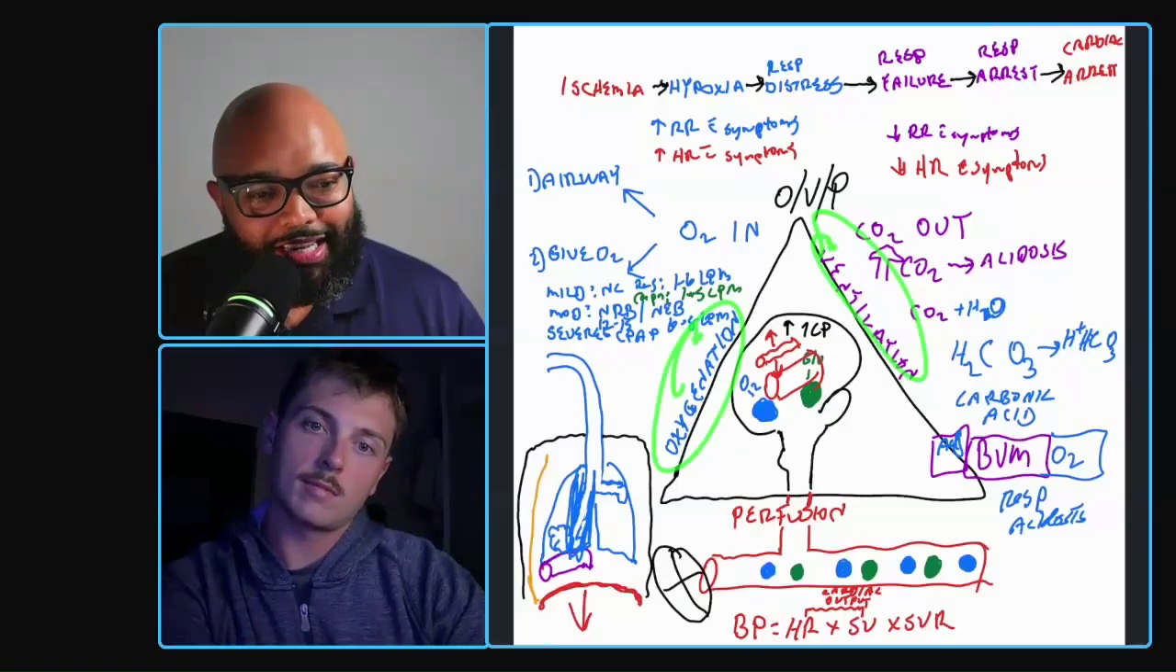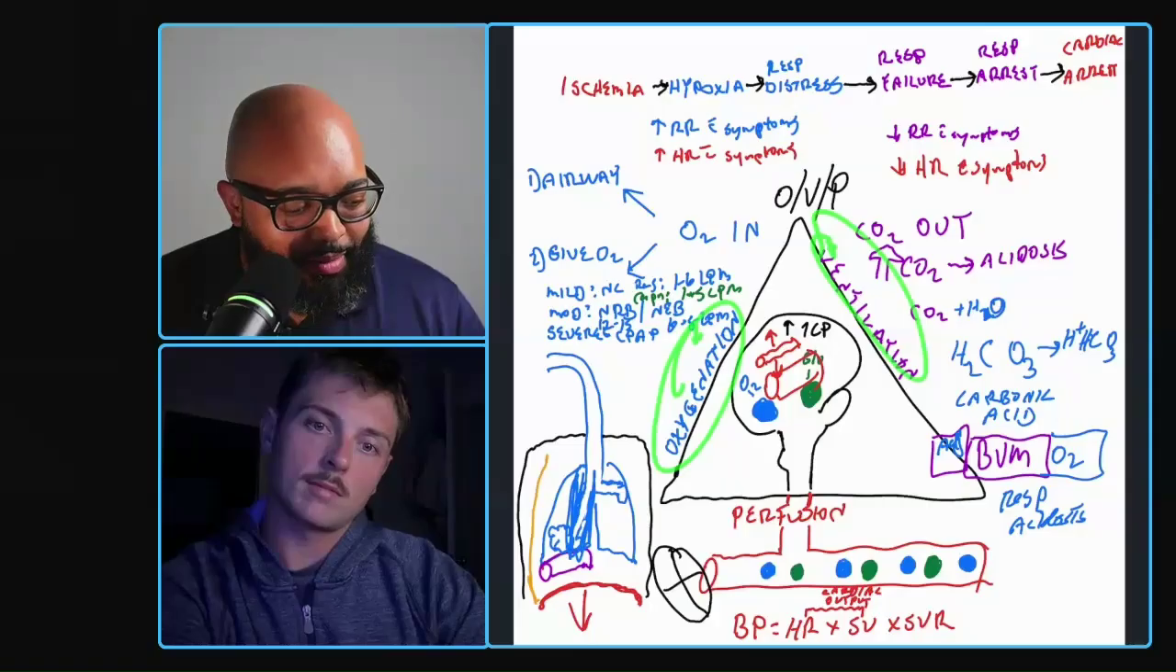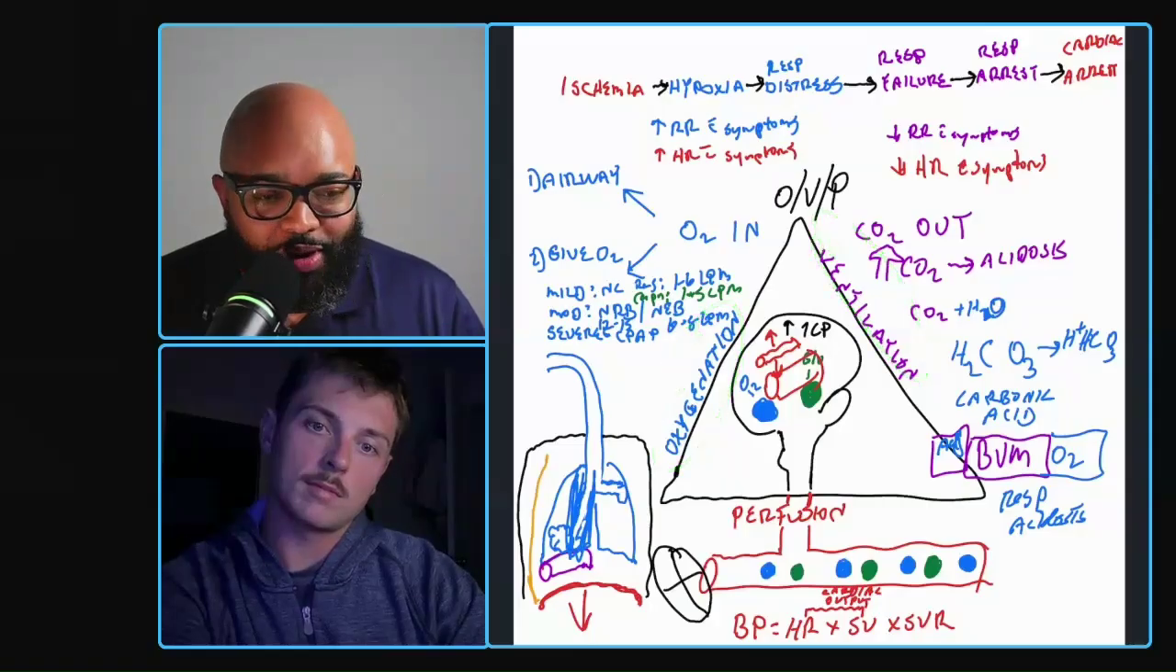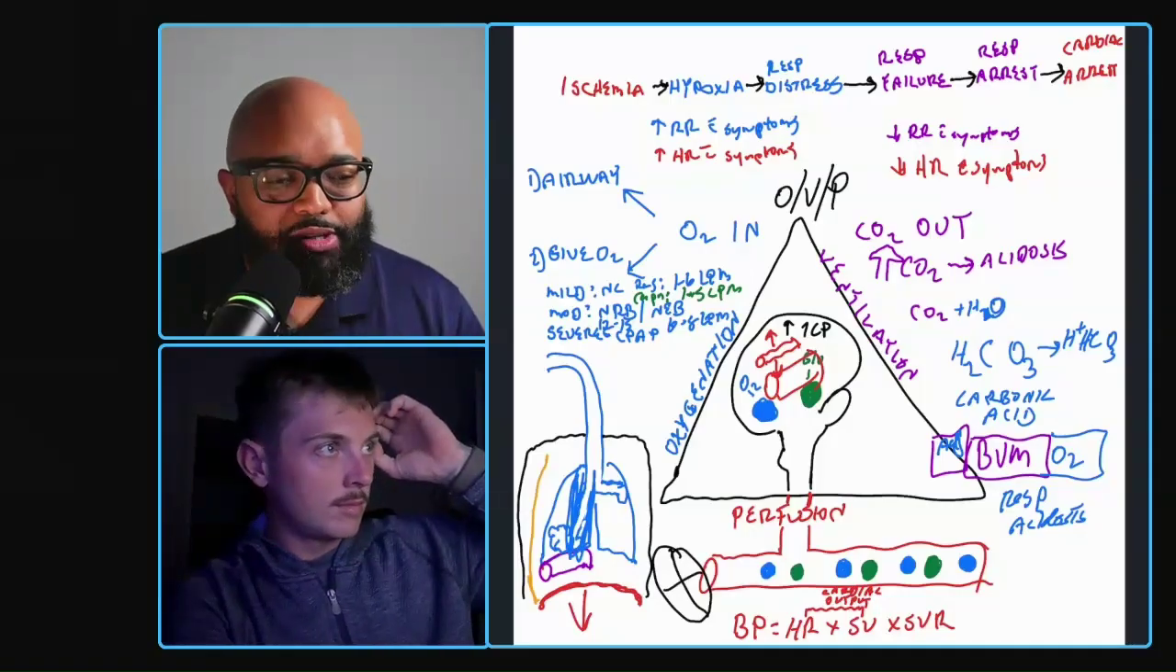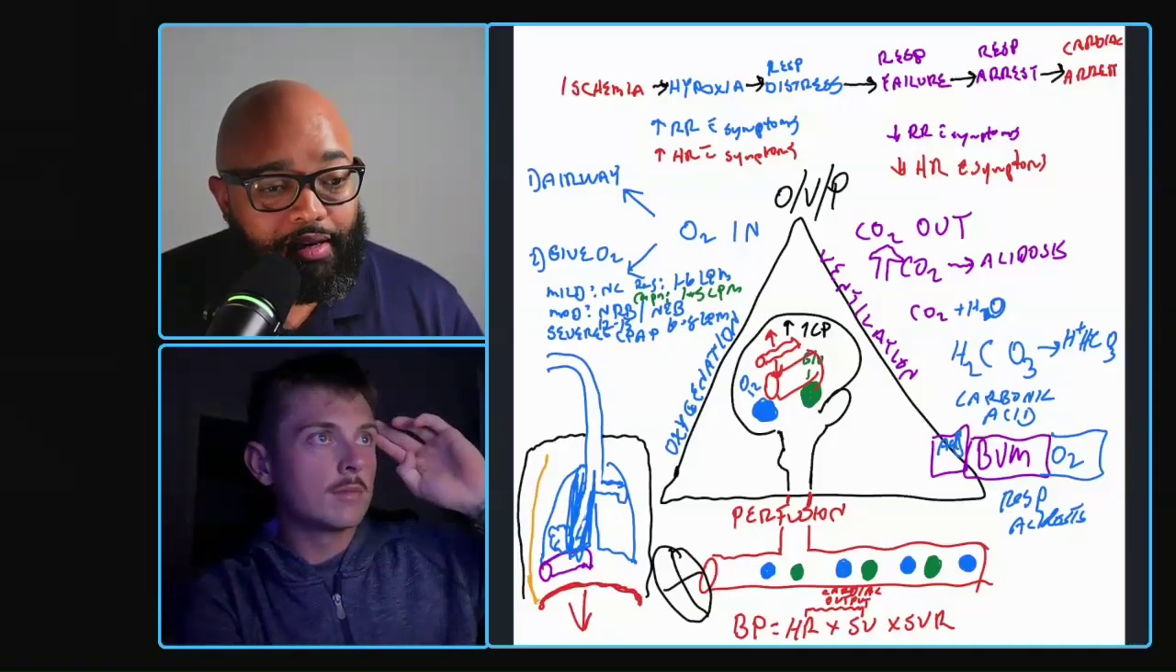Okay. All right. So let's say this seizure patient stops breathing or is not breathing well. Their respiratory rate is going to probably do what if they're not breathing well? Increase. Or let's say they're breathing inadequately. What happens to the respiratory rate eventually? It's going to decrease.